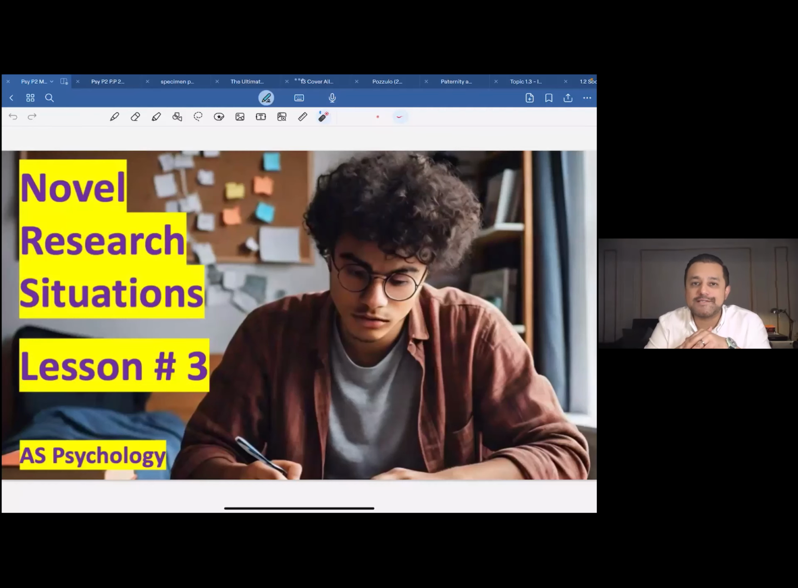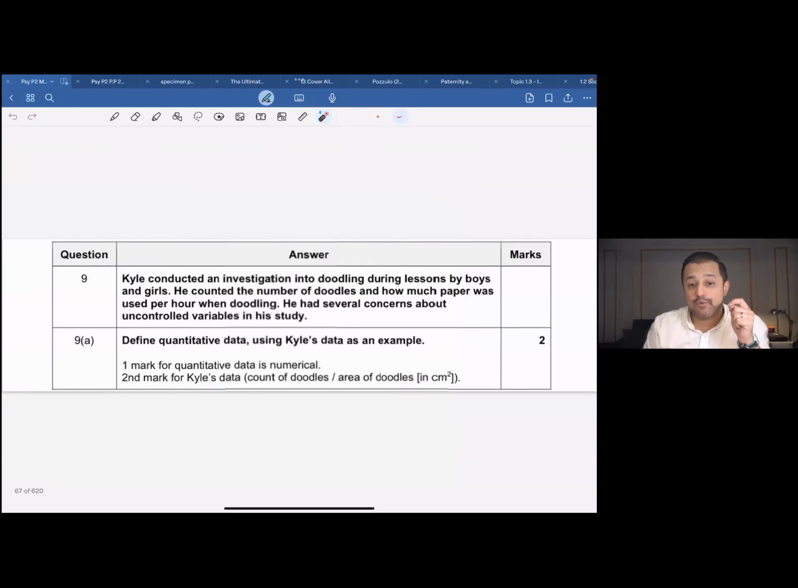Hello, everyone. Let's discuss another novel research situation question. So, the question that we have over here says Kyle conducted an investigation into doodling during lessons by boys and girls. So, Kyle is conducting an investigation. This investigation is into doodling, and this investigation is during lessons. This investigation is about doodling done by boys and girls.